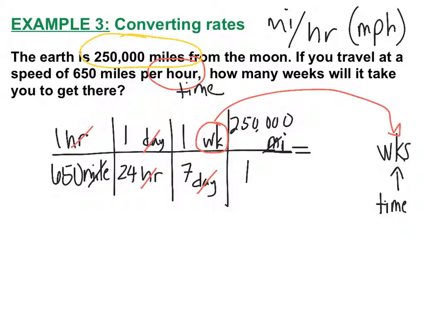And my answer that I get is 2.289. There's a 3 after the 9, so I know it's going to stay like that for the rounding, weeks. So it's going to take me 2.289 weeks to travel from the Earth to the Moon.